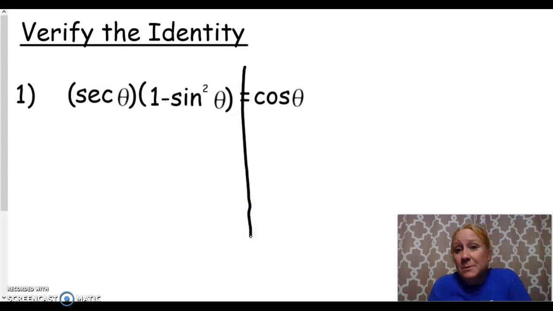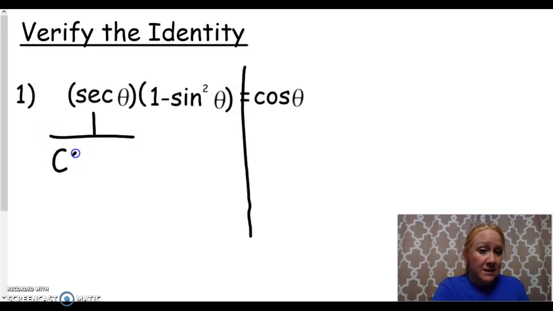Do you see how the right is the simplest? So I'm going to start on the left. You start with the most difficult. And I think about some things that I know. I'm like, secant theta, what does secant equal? It is 1 over cosine theta.